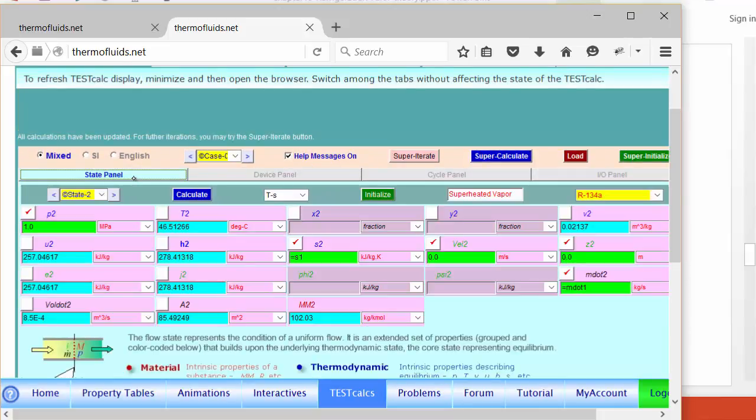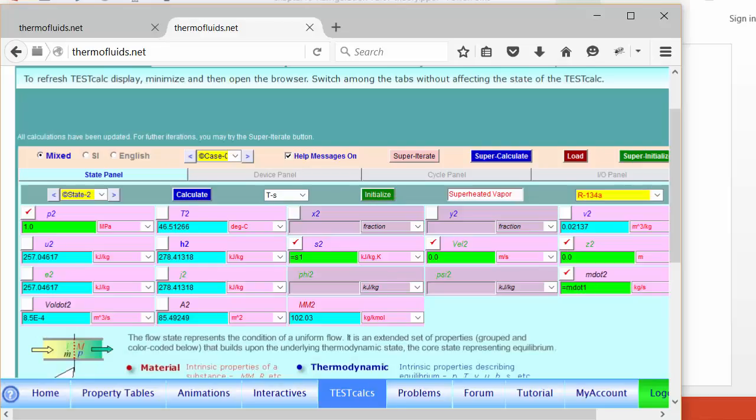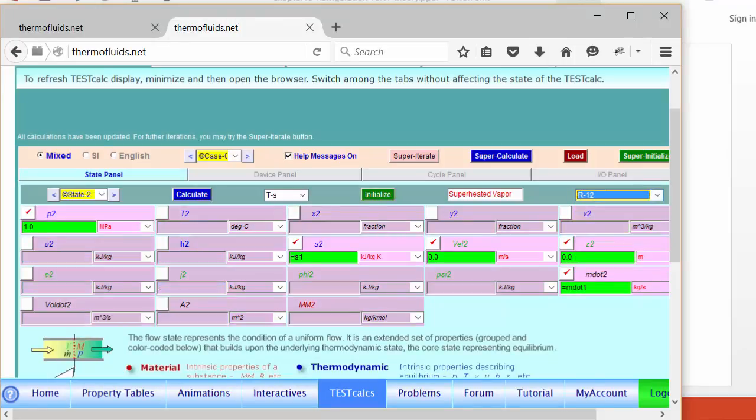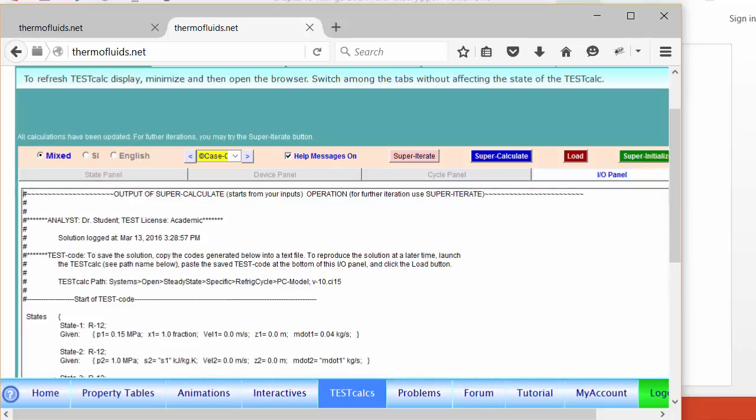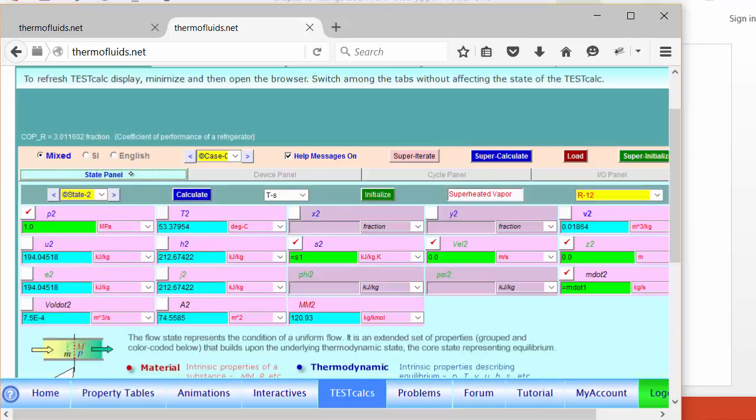Also, you can do what-if studies. Suppose you say, what if my fluid was not R134a? Suppose the fluid was R12, another refrigerant. All you do is select the new fluid, press the super calculate button, and you can see the effect of that. Look, the COP is slightly lower, and you can see different quantities, how they respond to a change of variable. So that's the power of using TESTcalc. You verify your manual calculation, and then you can do a number of what-if studies.